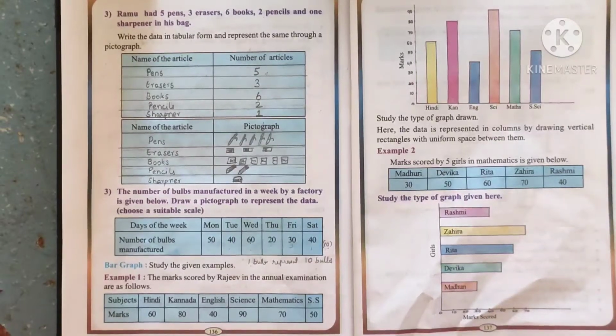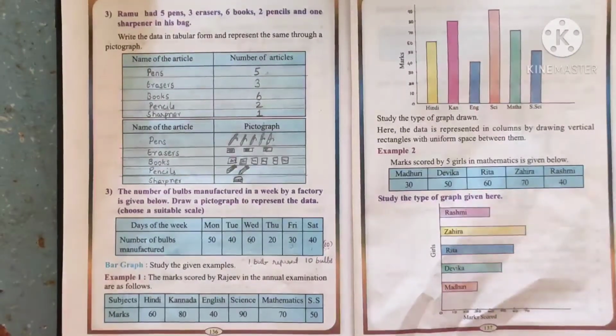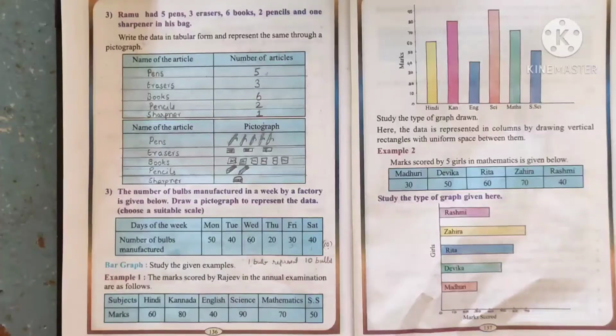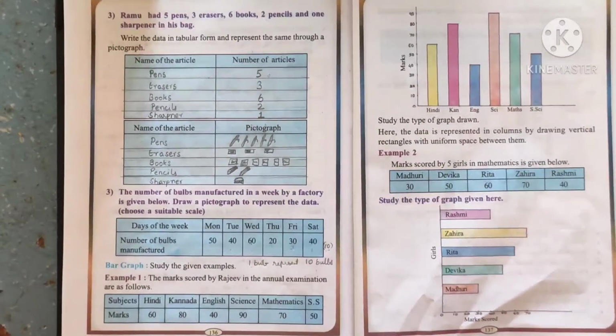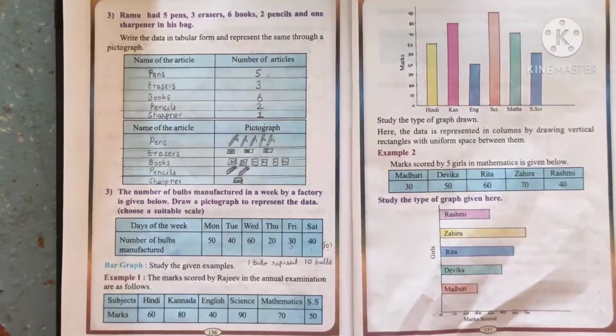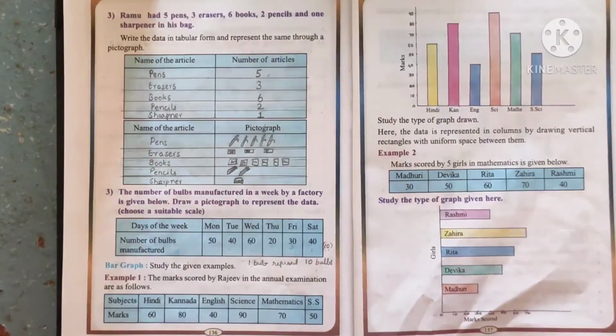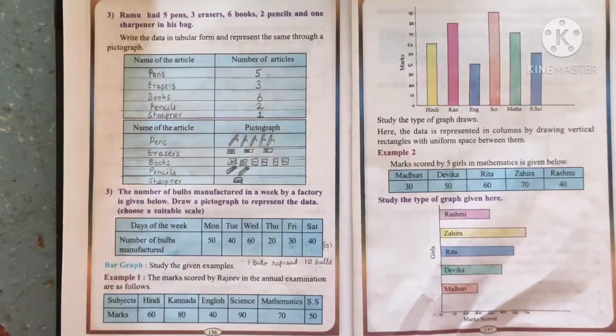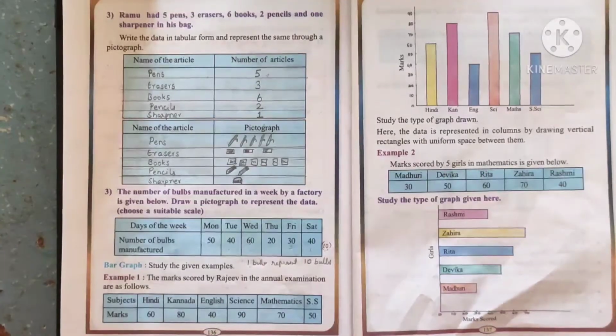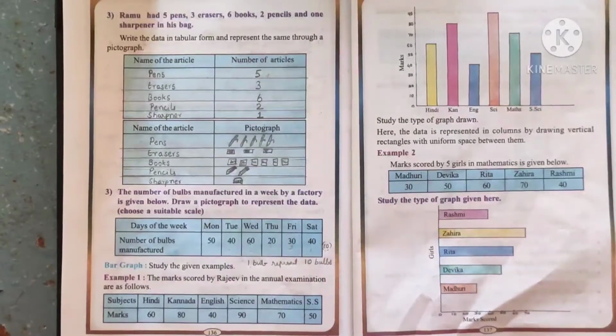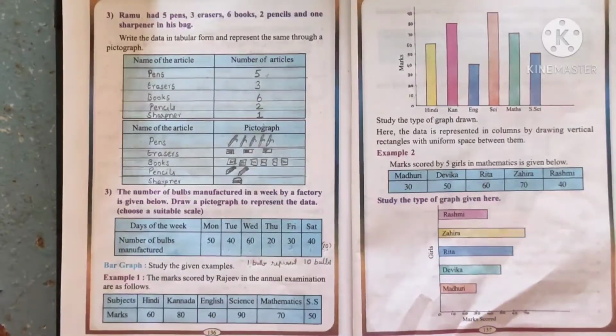So we have already seen what is pictograph. Now today we are going to learn a new type of graph, that is bar graph. What is bar graph? Bar graph is the representation of data in columns by drawing vertical or horizontal lines with uniform space between them. What does that mean now? Okay, first let us see the example, then we will come back to the definition.